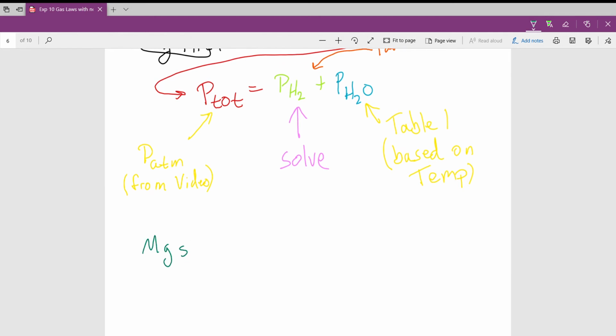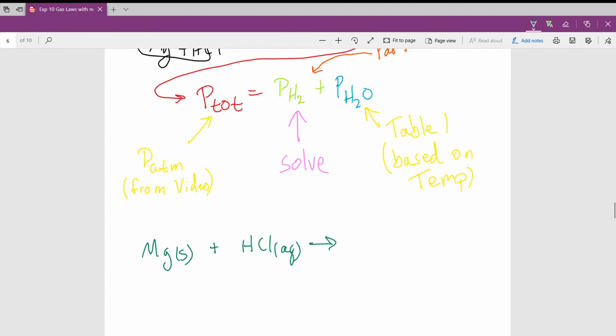Magnesium solid plus HCl gas. That's not a gas, that's aqueous. There we go. We get MgCl2 aqueous plus hydrogen gas. Of course this is not balanced, so we need to put a 2 there.